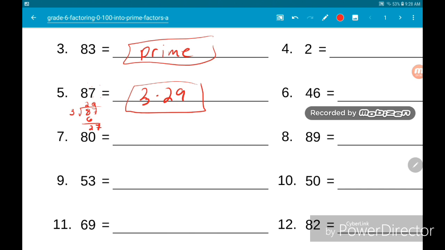That's because we added the two numbers together and they add up to something that's divisible by 3. If you do that, then it might work out. So it's 3 times 29.